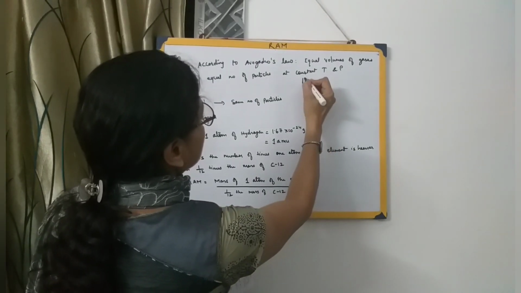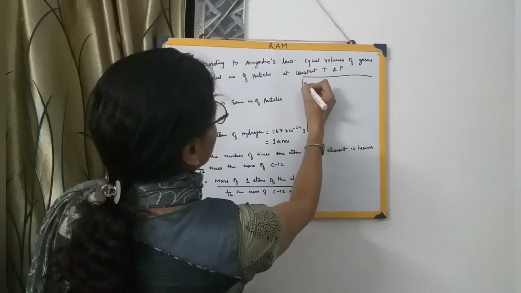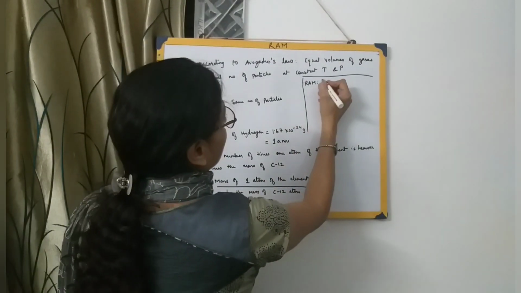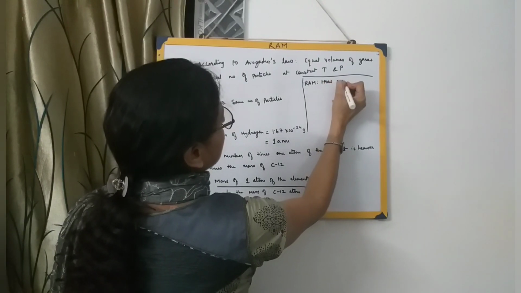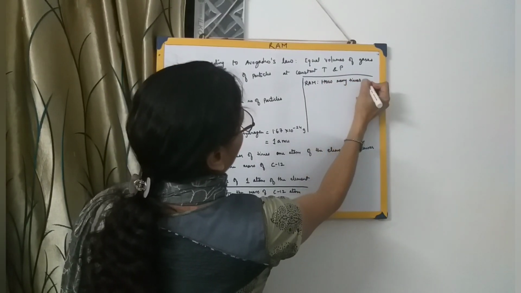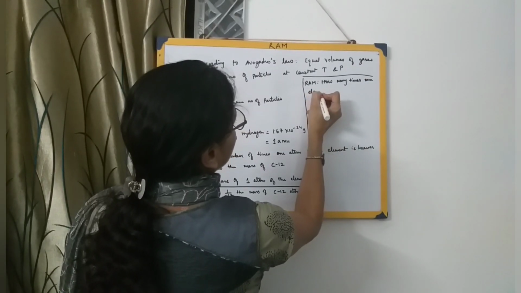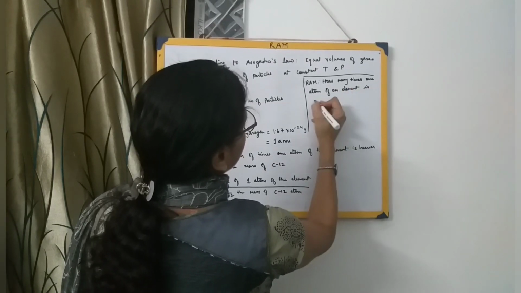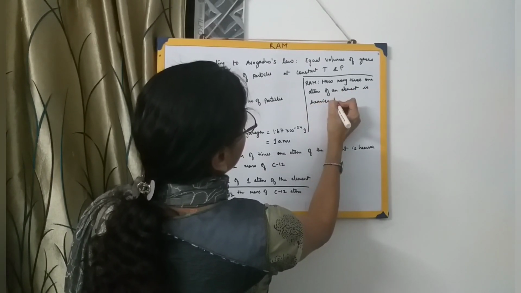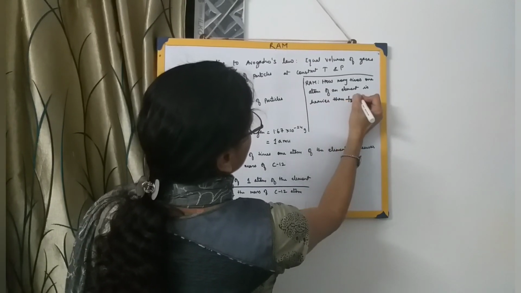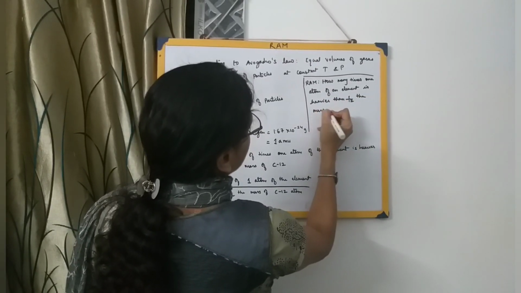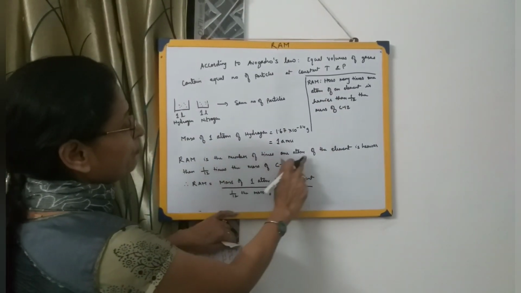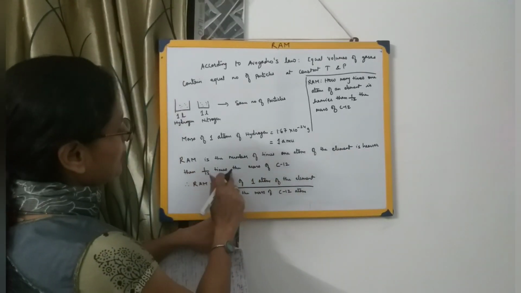Relative atomic mass is how many times one atom of an element is heavier than 1 by 12 the mass of carbon 12 isotope. When you say it is the number of times one atom of the element is heavier than 1 by 12 times the mass of carbon 12.